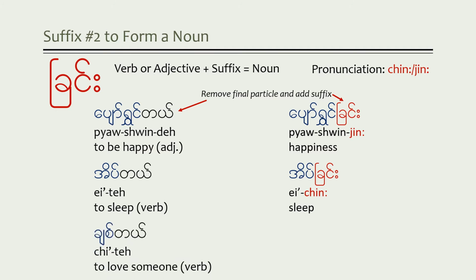The word for to love is chitte. That makes the noun for love chitchin. Notice in these last two examples that since the previous syllable was a stop tone, it ended abruptly, the pronunciation became chin and not jin.